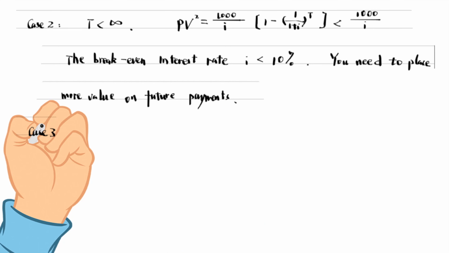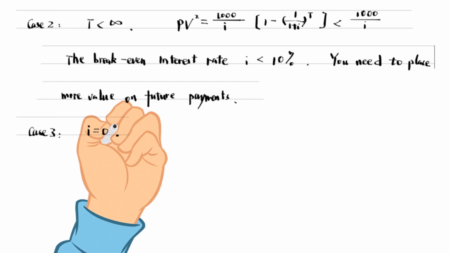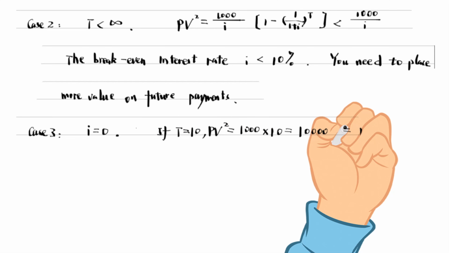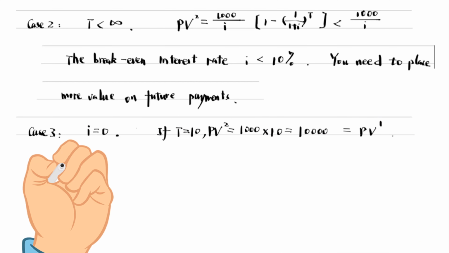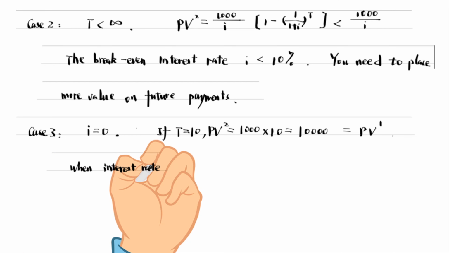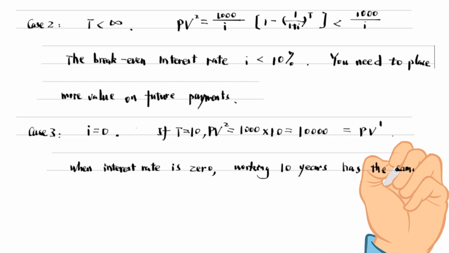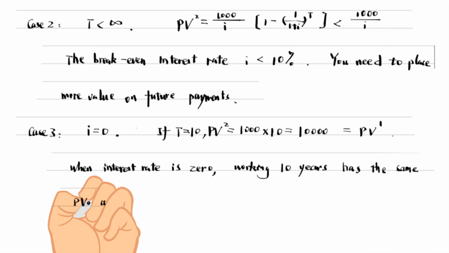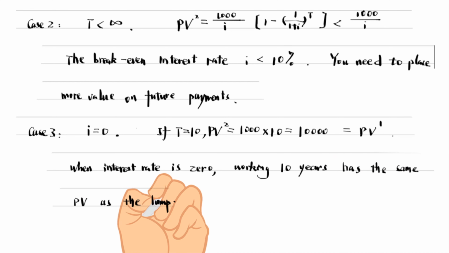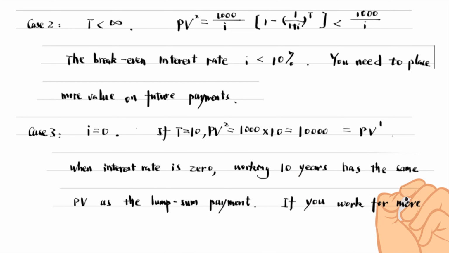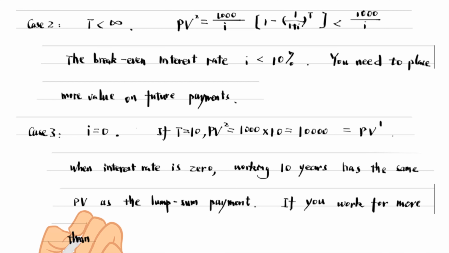In case 3, we assume that the interest rate is 0. We place equal values on current and future payments. In this case, the present value of working for 10 years equals the lump sum payment. If we work for more than 10 years, the per year payment is worth more.